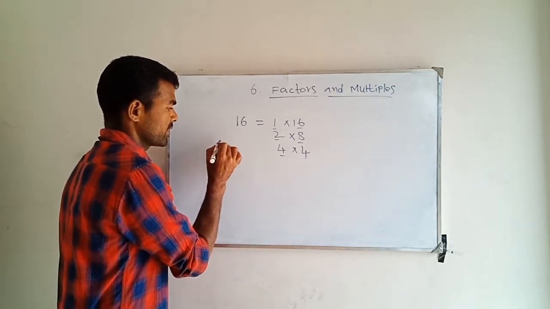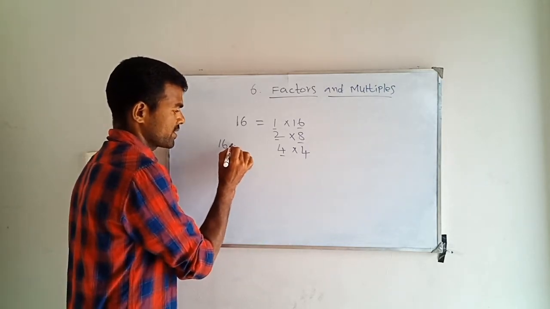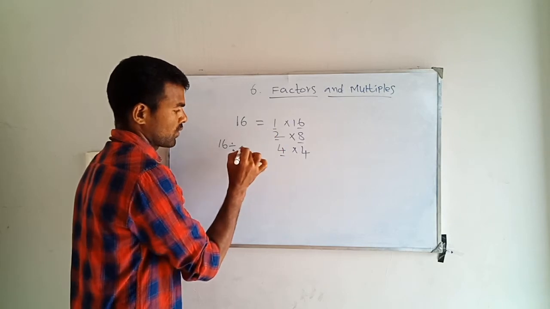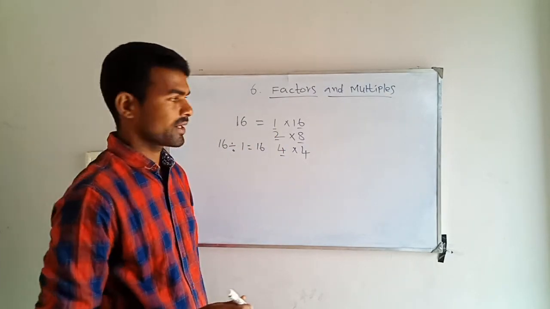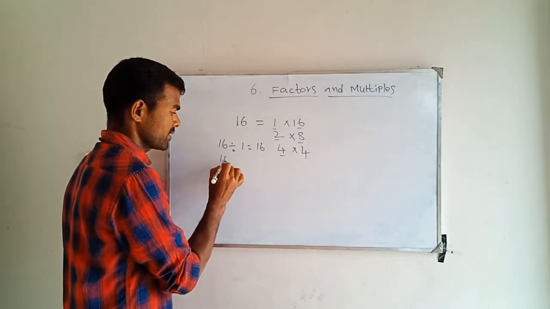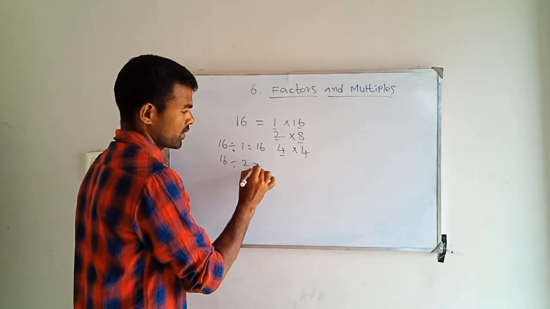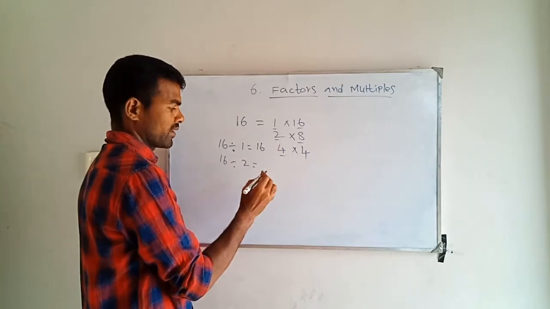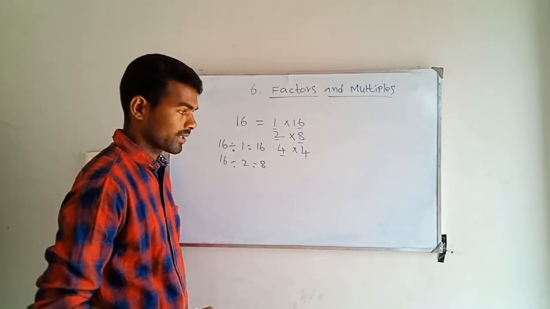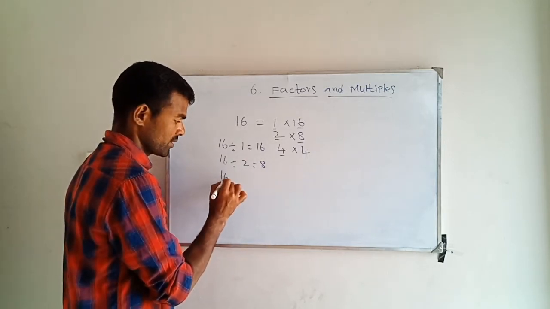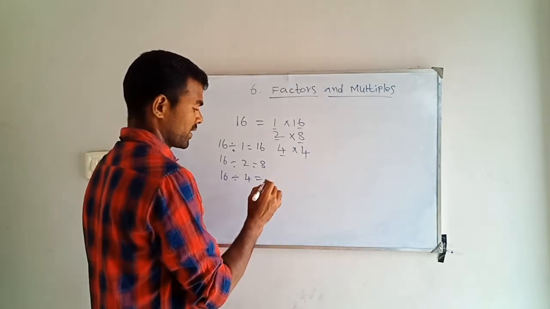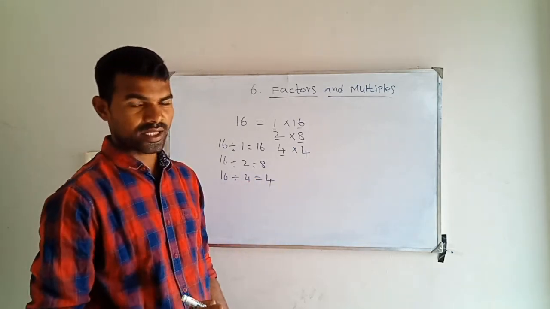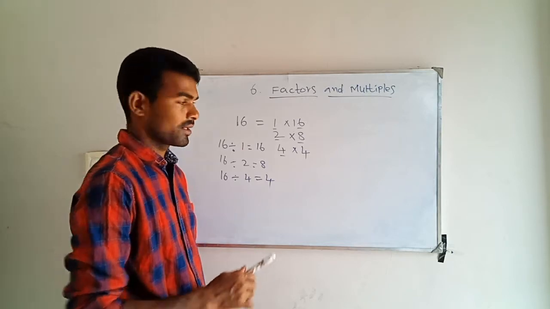You can see this exactly now. The number is 16. 16 divided by 1, you get 16. You can divide exactly. 16 divided by 2, you can divide 8 times exactly. 16 divided by 4, you can divide 4 times. Check it, you can divide exactly.